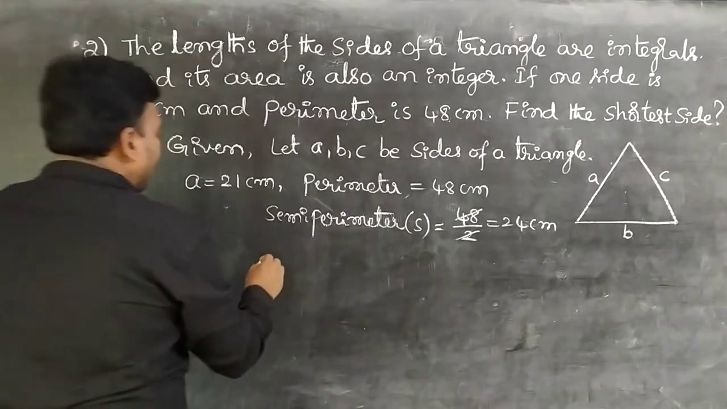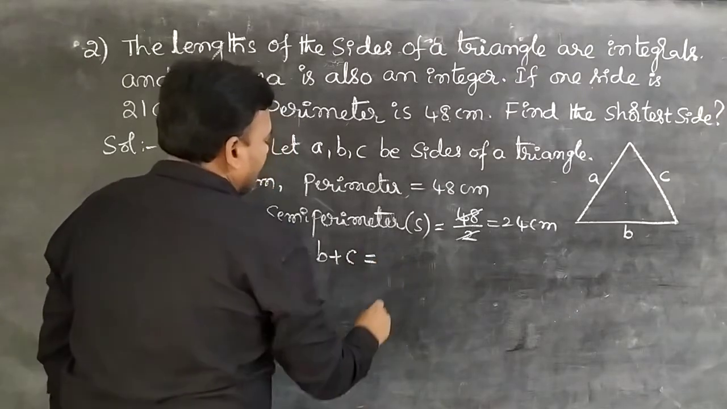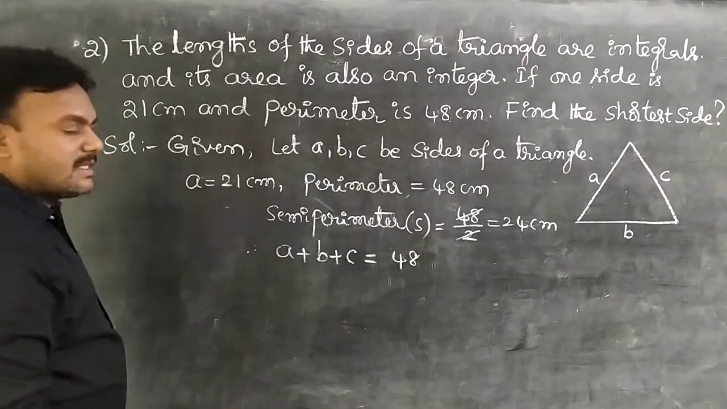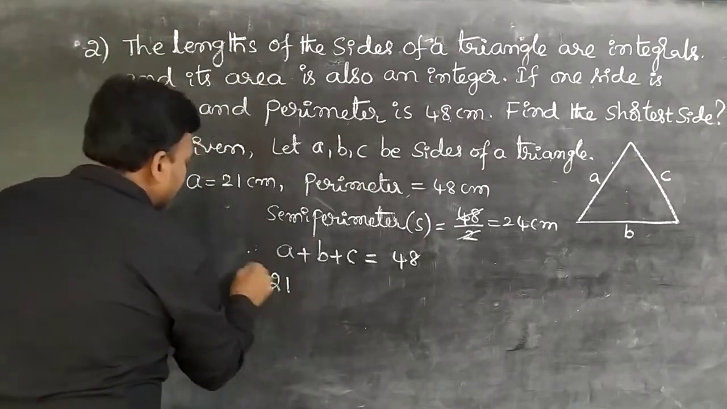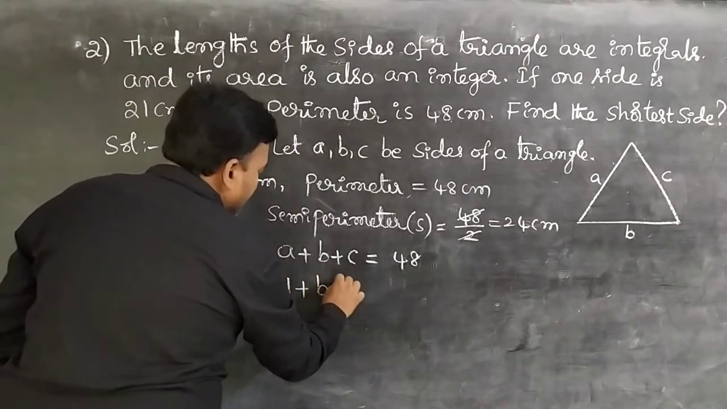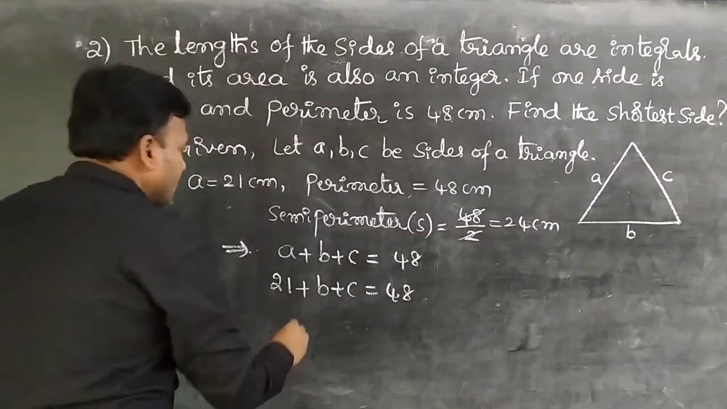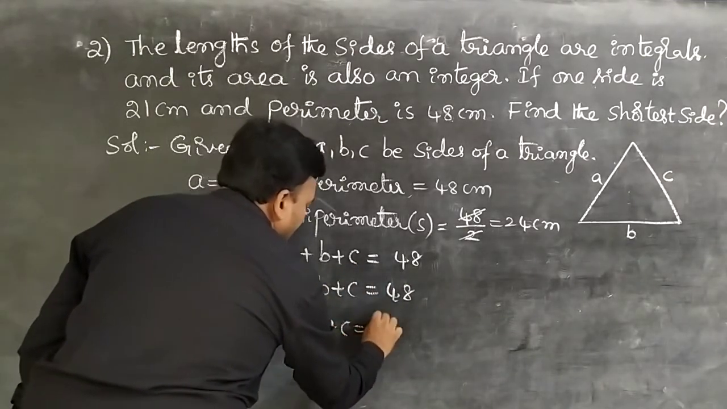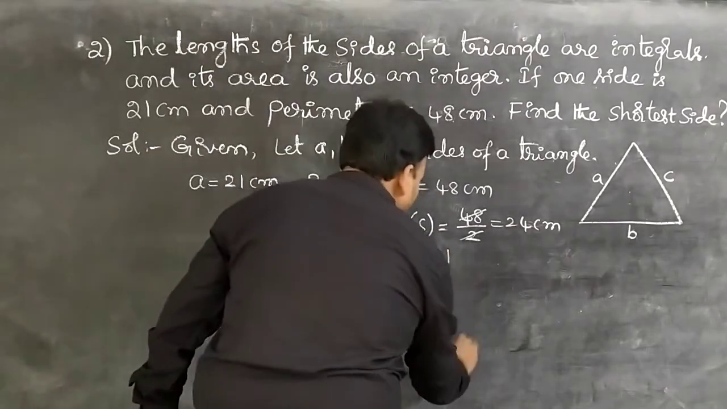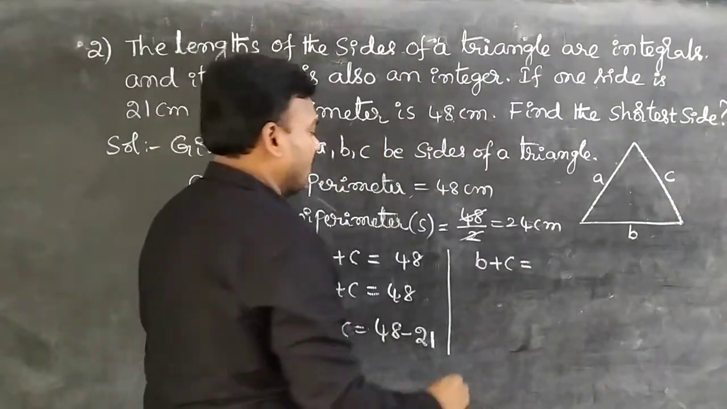Isn't it? Therefore, A plus B plus C equal to 48. Here, A value how much, friend? 21 centimeters. So 21 plus B plus C equal to 48. Plus 21 transfers to the right side and becomes minus. Then B plus C equal to 48 minus 21, nothing but 27, student.